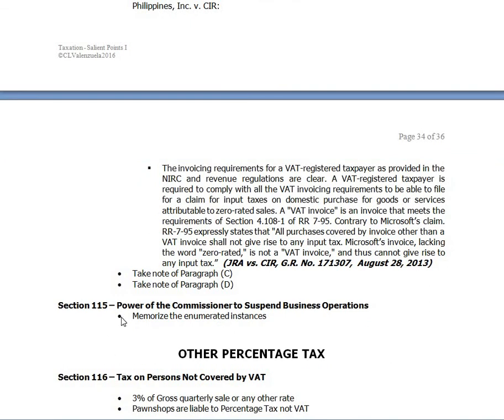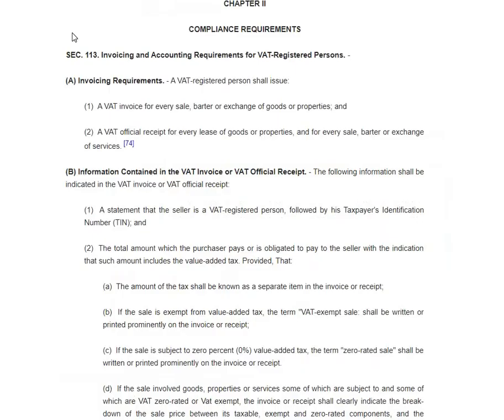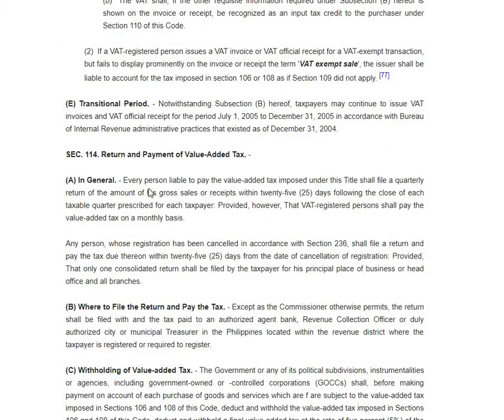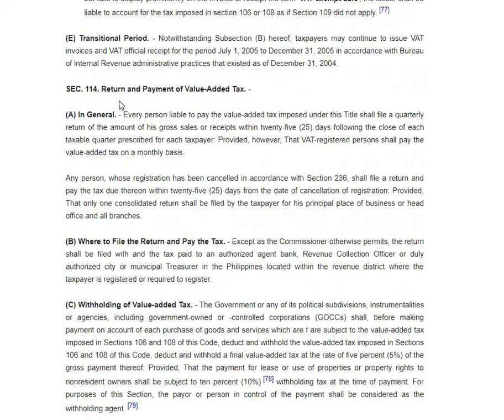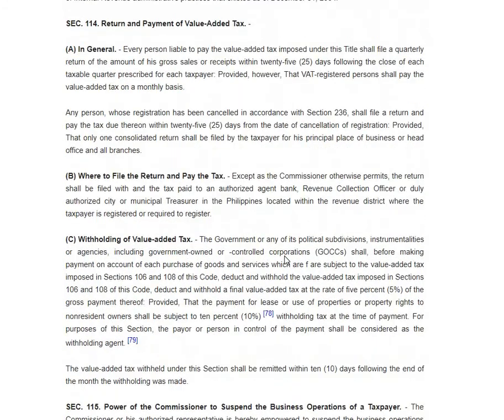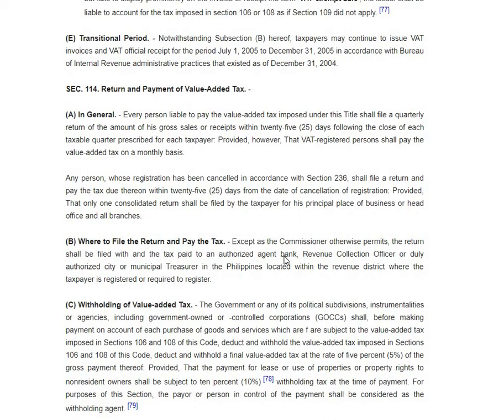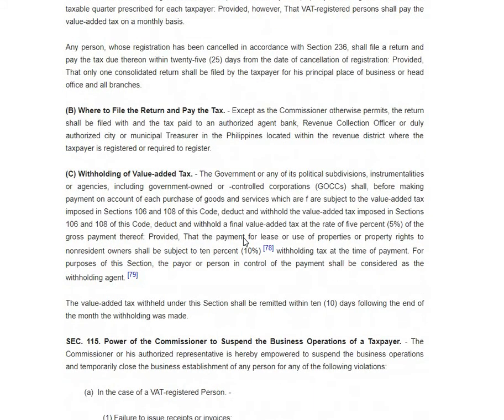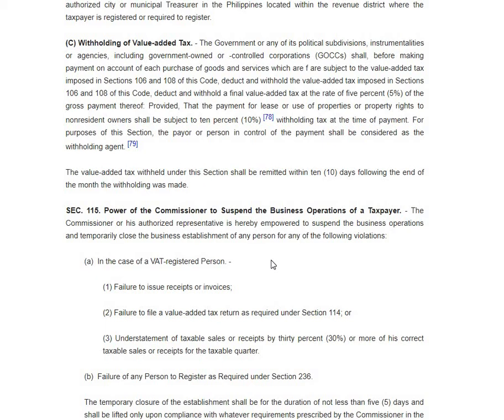For section 115, okay, let's go there. Okay, well, prior to that, in section 114, this is return and payment of value added tax. You just read this. This is more on the procedural aspect of the VAT system. And remember this one, okay? And where to file withholding of value added tax if you're dealing with GOCCs, okay? Or if GOCCs is dealing with you.